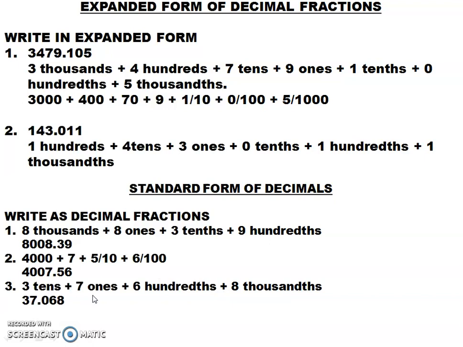So tens, ones, continuous numbers are there. Now what happened after ones? Students, can you remember which is the place value that comes after ones? It is tenth. After the decimal point, the first place value is tenth. That is missing here. So, in the place of tenth, you will put 0. So, 37.068. We'll continue in the next video.